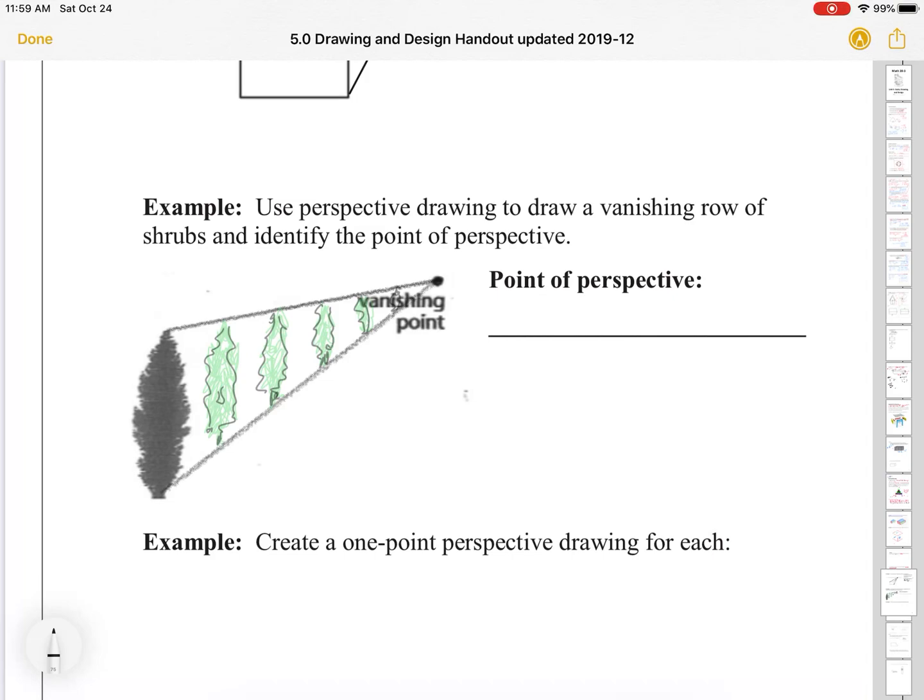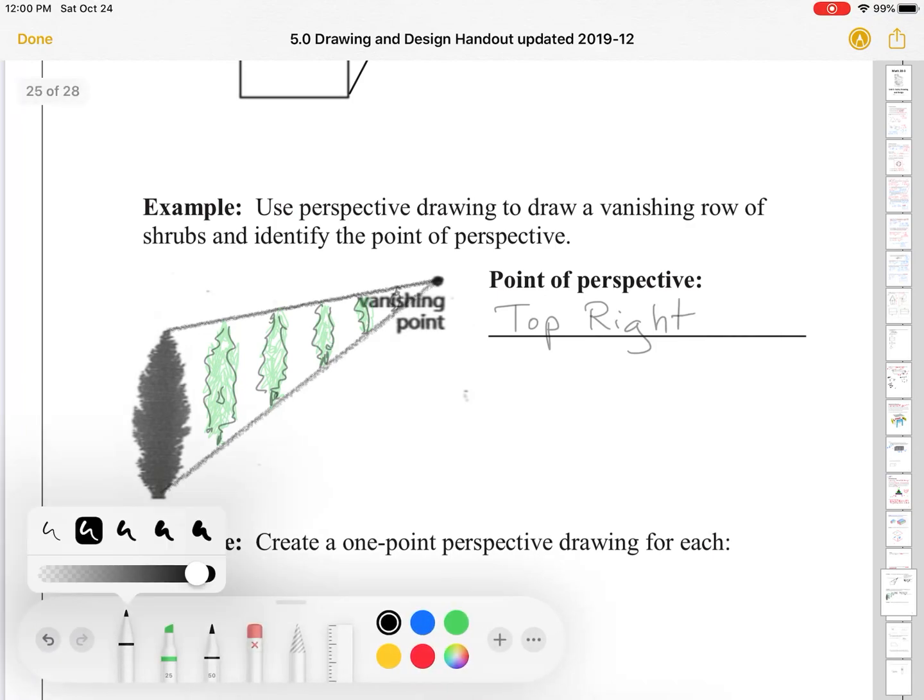So the idea is that it looks like we have this line of shrubs, and as they move away, they are getting further and further away. The point of perspective, again, we're above, and it's from the right-hand side, so it's top right. Okay? Alrighty.